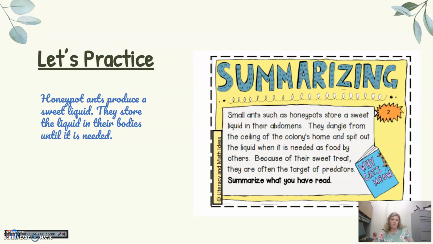So this is what I came up with as a summary of this. Honeypot ants produce a sweet liquid. They store the liquid in their bodies until it's needed. So that kind of gives just enough details for someone to know what the story's about, but not enough to give away everything. So we're practicing on small paragraphs right now, but you can summarize movies, you can summarize whatever book you're reading right now. Summarizing is a great way to tell someone about a book, but not give too many details, like, hey, I love this book, this is what happens, why don't you go read it?